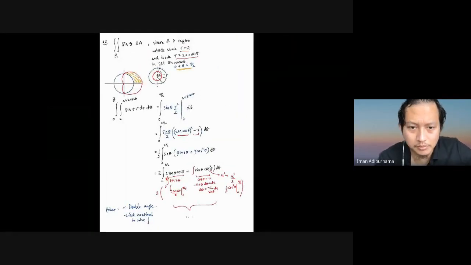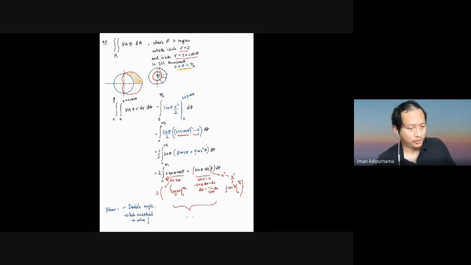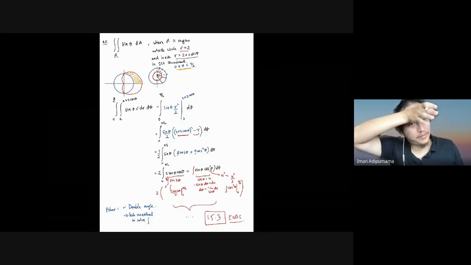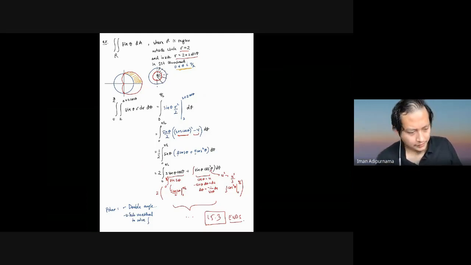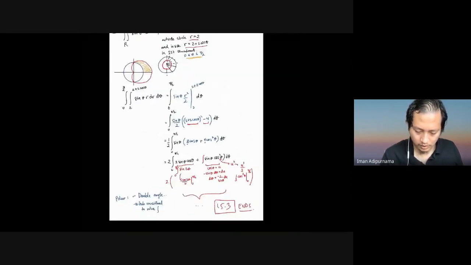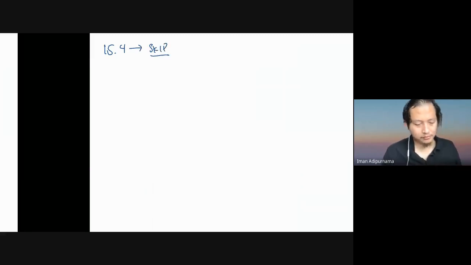I have some other examples, but I think I'll skip it. We have 15.4, right? So I will end 15.3 here. But later I can maybe review, maybe next week, some examples if we still have time. 15.4 is actually applications of double integral, but that is most likely about density and mass. I will skip that. So I will move to the new section. 15.4, we will skip. And we can go directly to the surface area, 15.5.